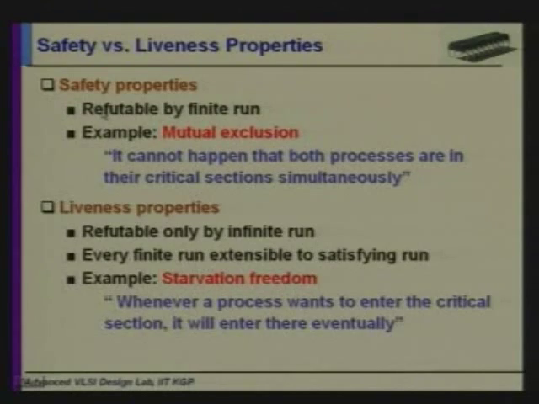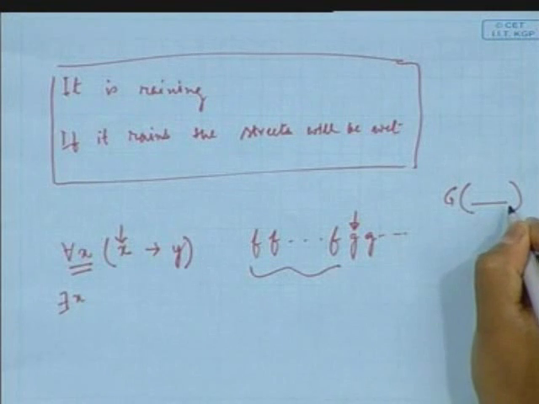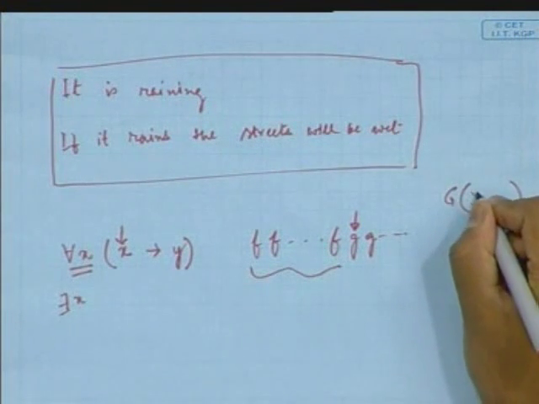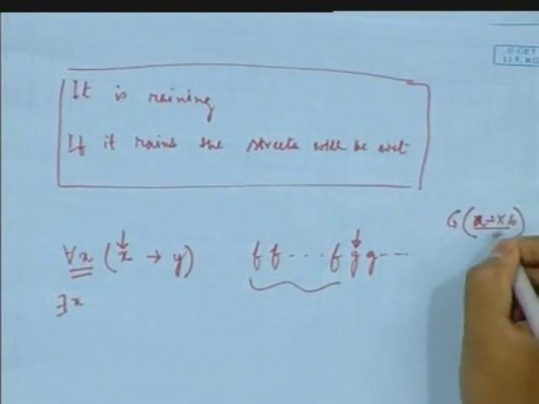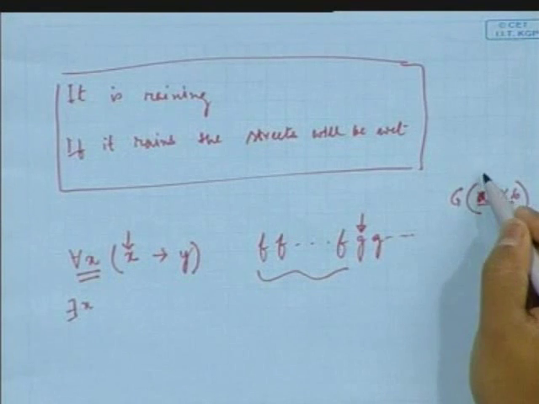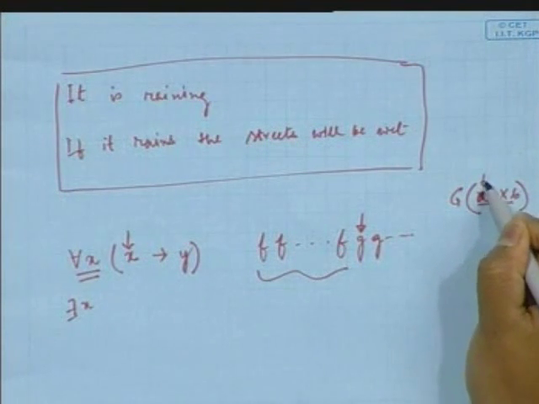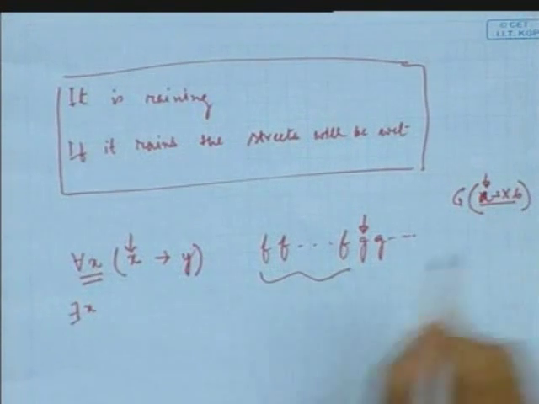Typically the structure of a safety property starts with a global formula. So say G (A implies X B), something like this. So these are basically safety properties. Globally, for all states, whenever A happens, in the next cycle B happens.